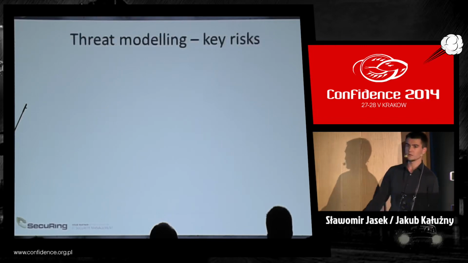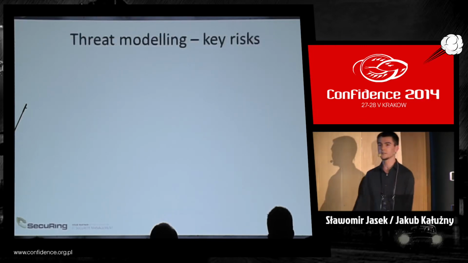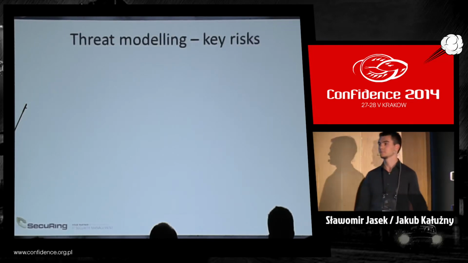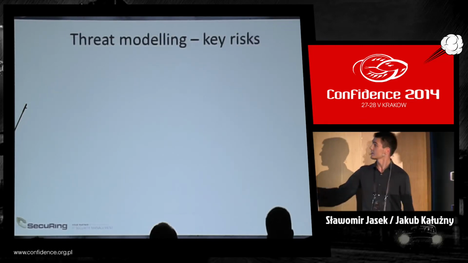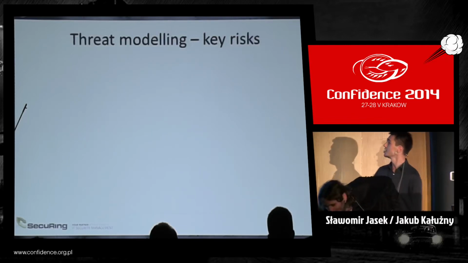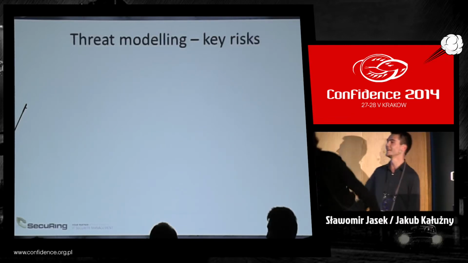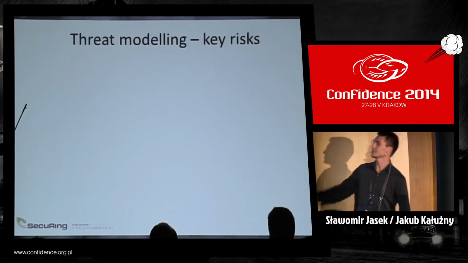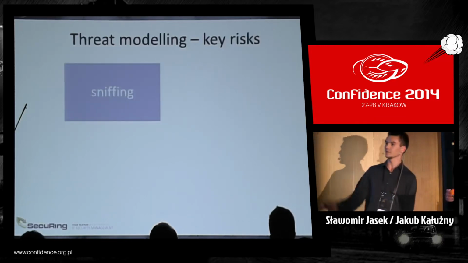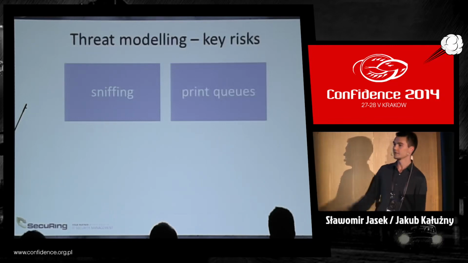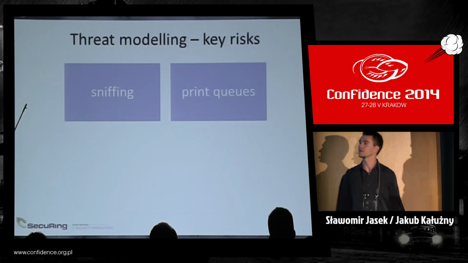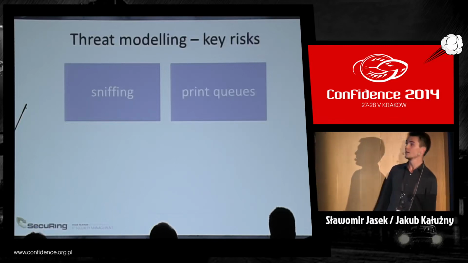So let's make a quick threat modeling, like STRIDE, for pool printing solutions. Any ideas? Exactly. So these are the print queues. So the first one is actually sniffing the documents on the line between the server and the printer, getting to the other print queues. So we would not like to have subordinate employees getting to the director print queue. Any other?